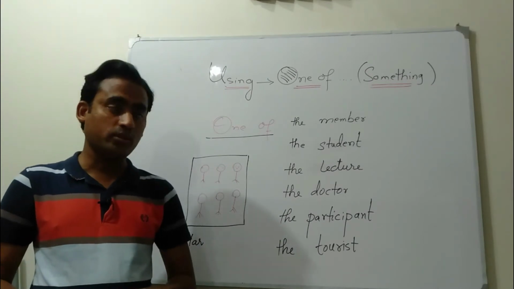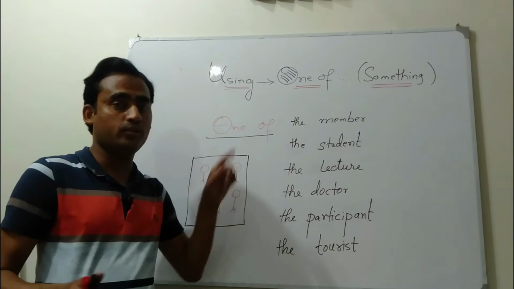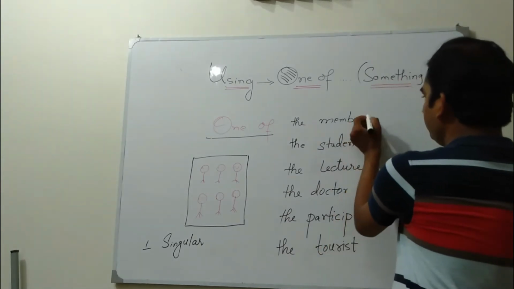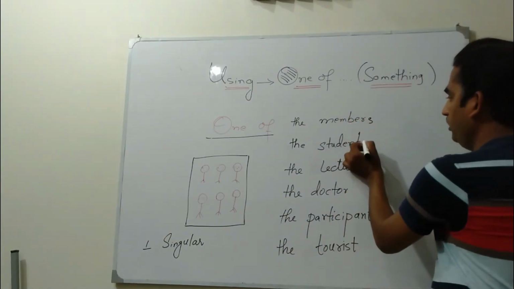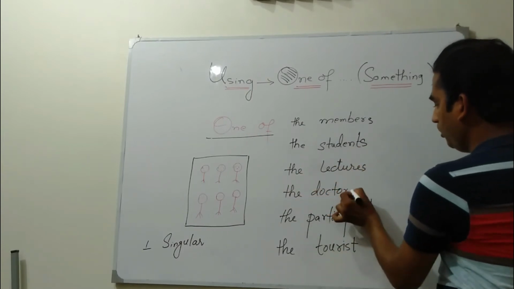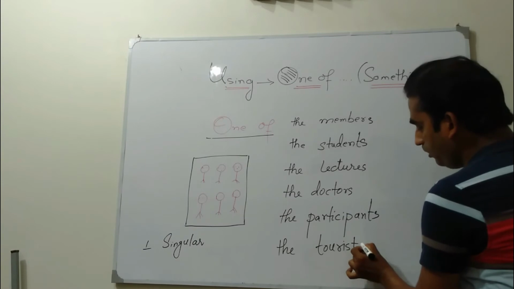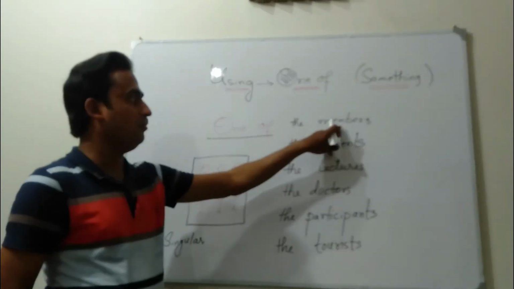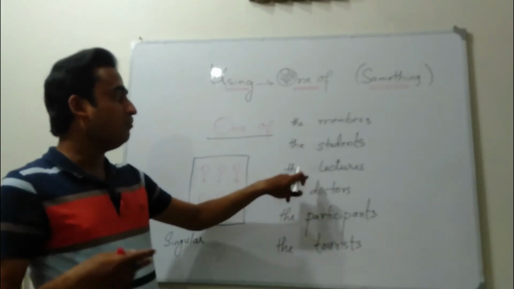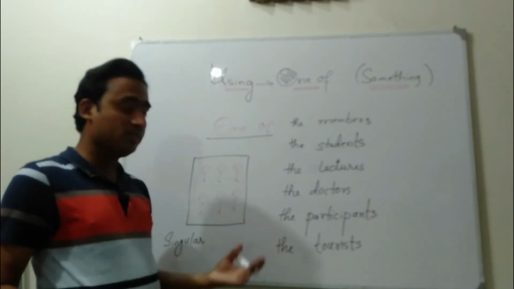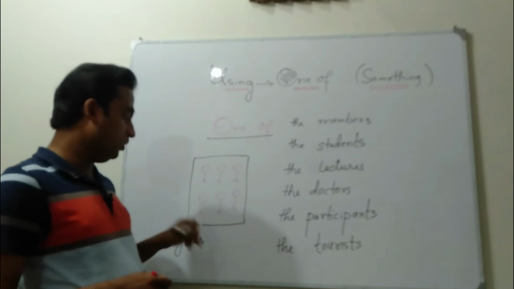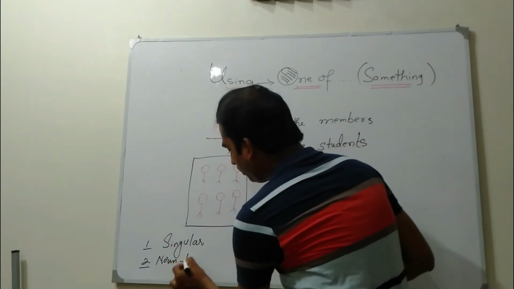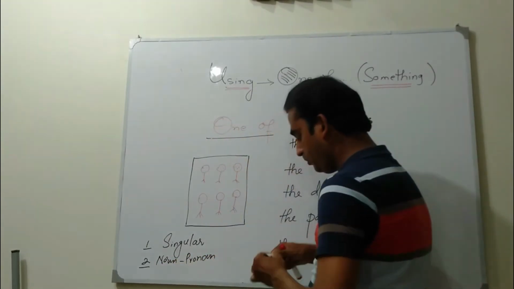Remember, the noun or pronoun used after the phrase "one of" is always in the plural form. So we can say one of the members, one of the students, one of the lecturers, one of the doctors, one of the participants, and one of the tourists, because we are talking about one person, place, or thing out of many members, many students, many lecturers, many doctors, many participants, and many tourists. So we are talking about one. So rule number two is noun or pronoun will be in the plural form.